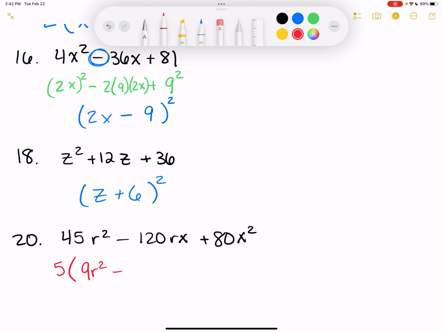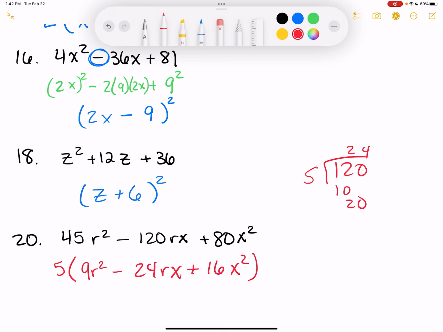120 divided by 5 is 24, so 24rx plus 80 divided by 5 is 16. Is that what you said? x squared. Okay. Now are my first and last terms perfect squares?